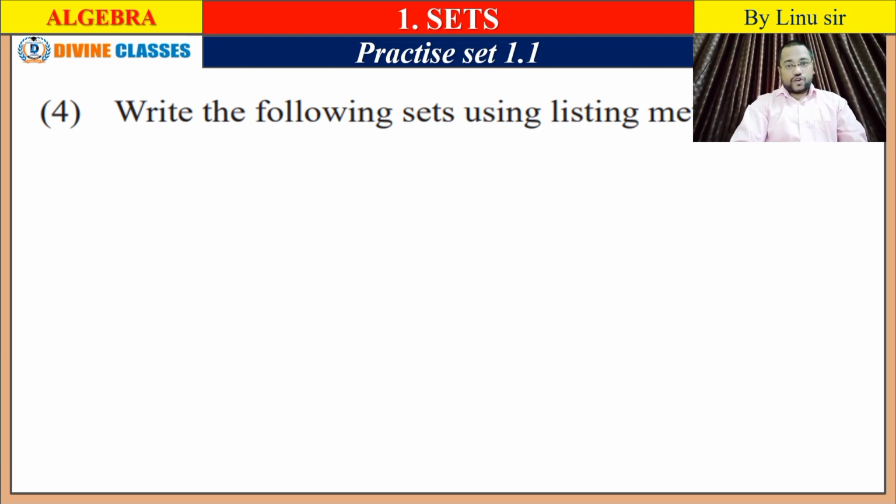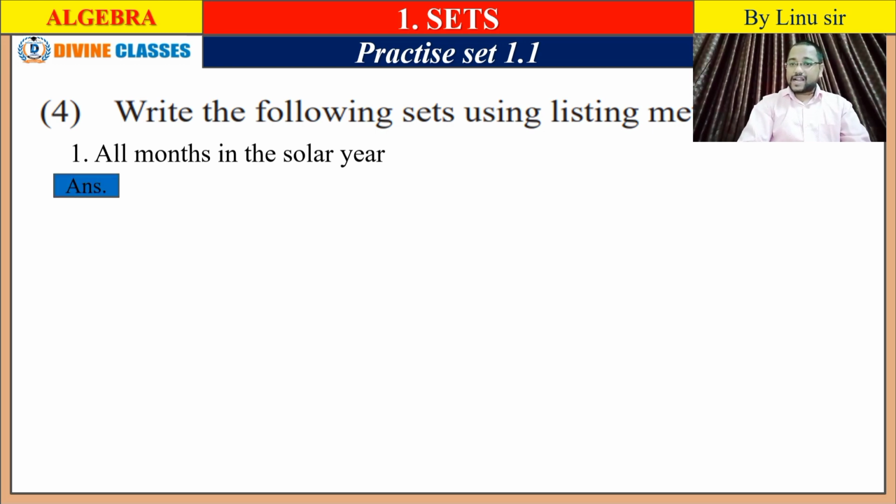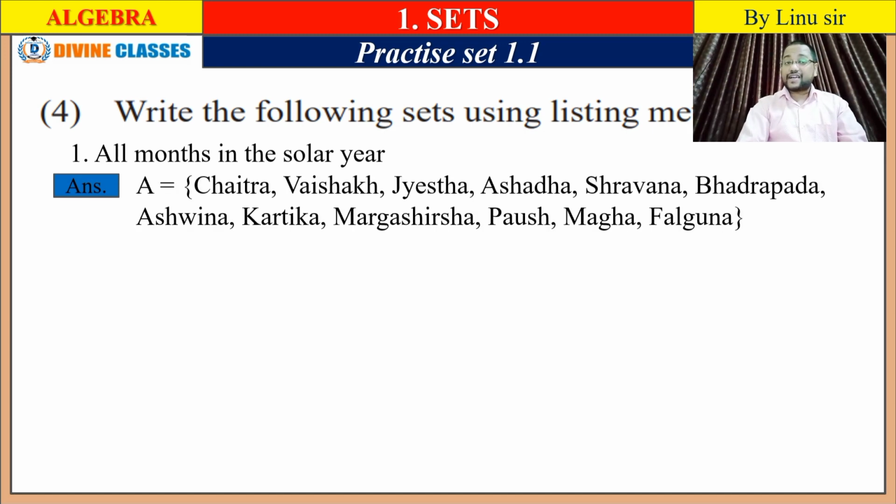Question number 4, write the following sets using listing method, right? So in this question we have to write all the elements in listing method. We have to list all the elements. So first question is all months in the solar year, right? So all the months in the solar year, it is not in Gregorian year. If it is Gregorian year, then we have to write January, February, March, April, right? But here in the question they have asked all months in the solar year.